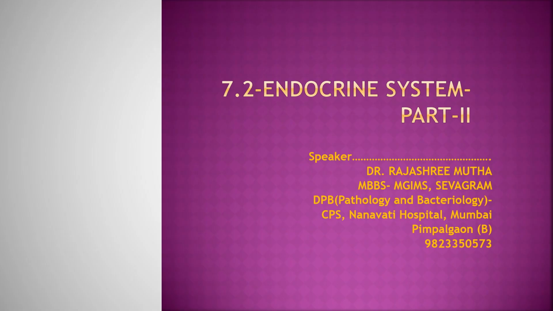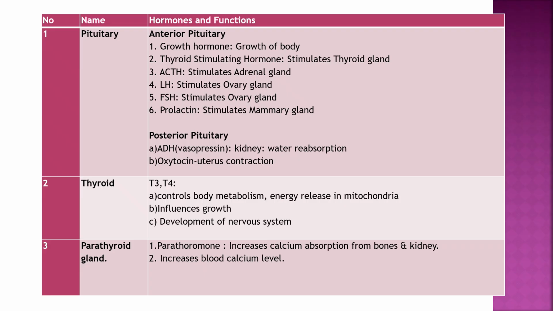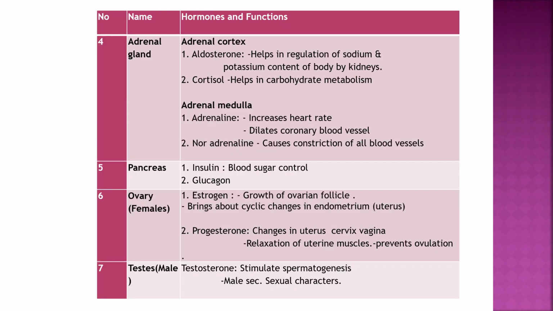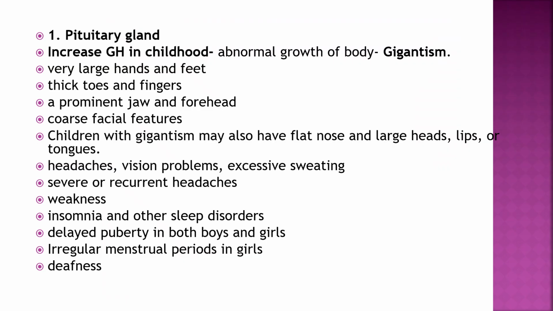Hello students, welcome to this session. Let's study the endocrine system. This is a summary of hormones and functions of the hormones secreted from the endocrine glands like pituitary, thyroid, parathyroid gland, adrenal gland, pancreas, ovary and testes.